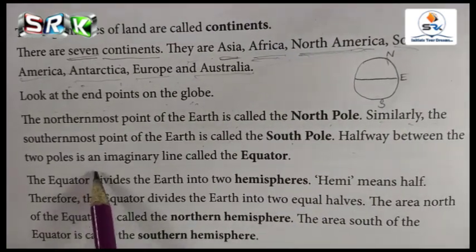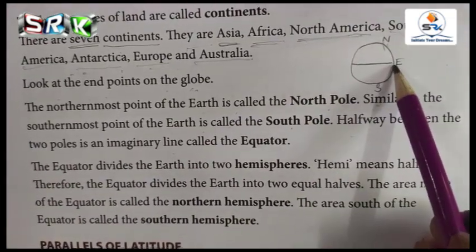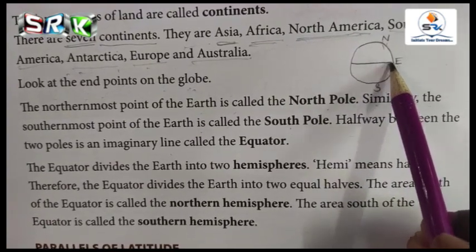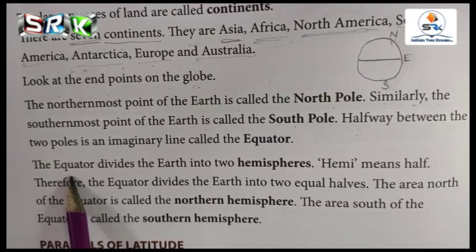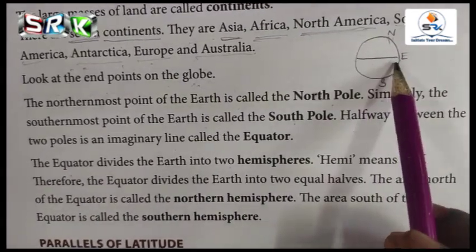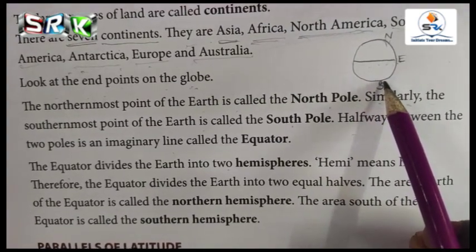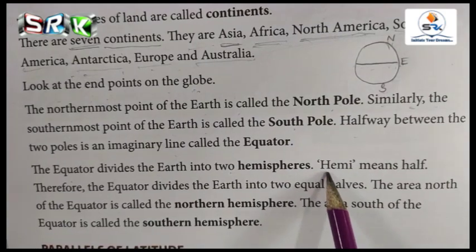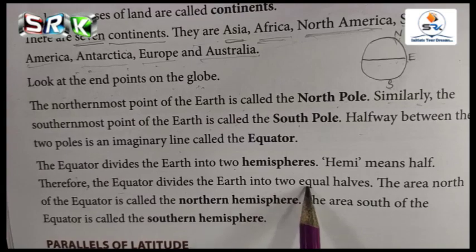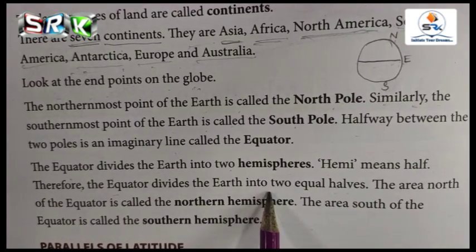Halfway between the two poles is an imaginary line called the equator. See, in between we have one line; this line we call the equator. The equator is an imaginary line. The equator divides the earth into 2 hemispheres. Only the central line divides the earth into 2. That is called hemisphere. Hemi means half. Therefore, the equator divides the earth into 2 equal halves.